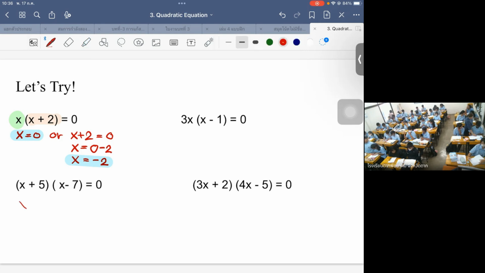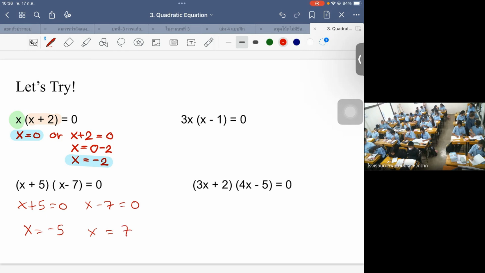So, we have X plus 5 is equal to 0. X minus 7 is equal to 0. So, by doing transpose again, the answer is X is negative 5 and X is equal to positive 7. Who got the correct answer?